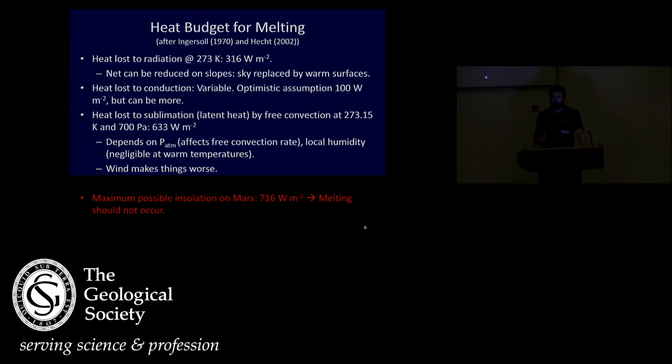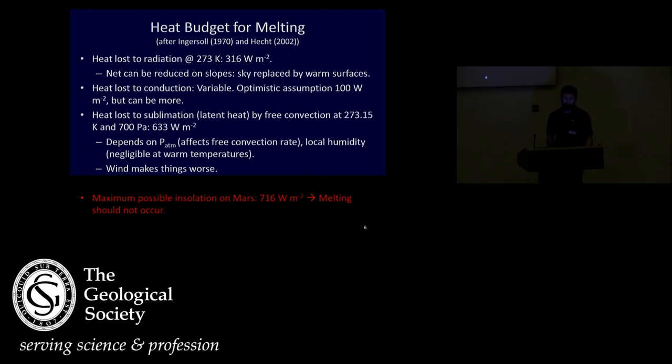You can reduce that somewhat if you replace the cold sky by warmer slopes radiating some heat. You lose some heat to conduction to the subsurface, but the latent heat loss to sublimation is the real killer. It ramps up very steeply as you get close to the melting temperature, and so due to free convection with no wind, you lose over 600 watts per square meter to this latent heat effect, and wind only makes things worse.